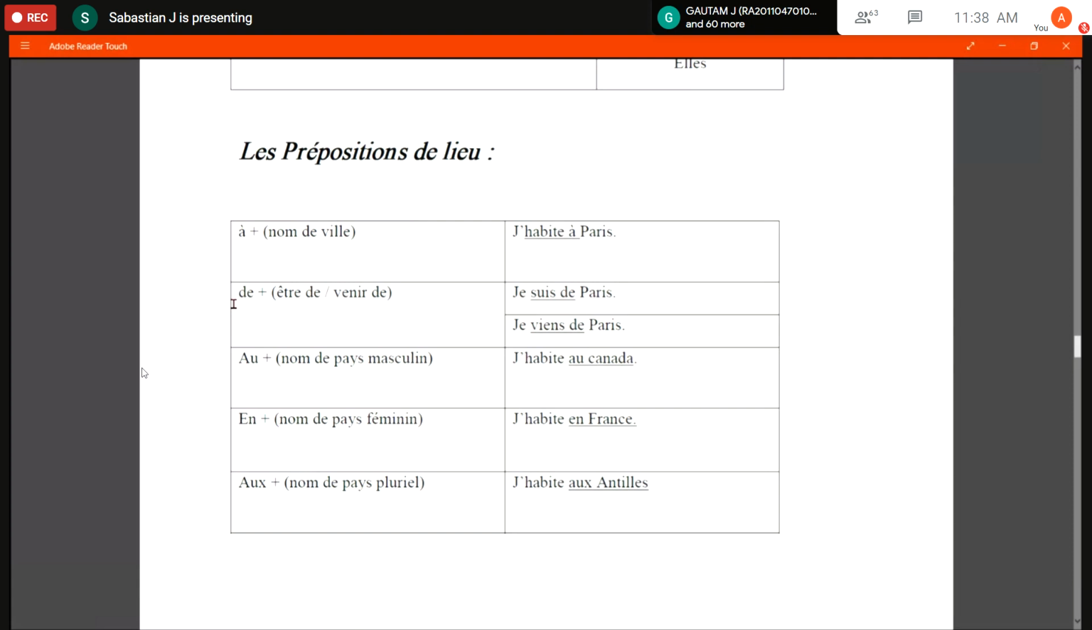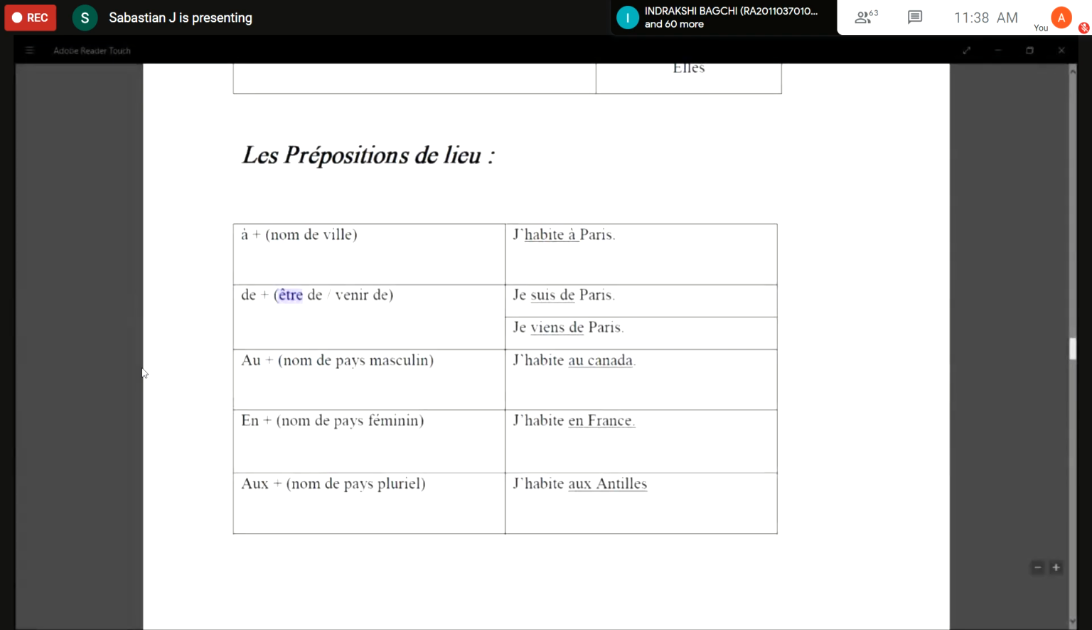The fourth point: DE is used with two verbs. One is ETRE, another one is venir. Etre means to be, venir means to come. So when you are using these two verbs, by the time I call out a name, just give me the conjugation of etre.